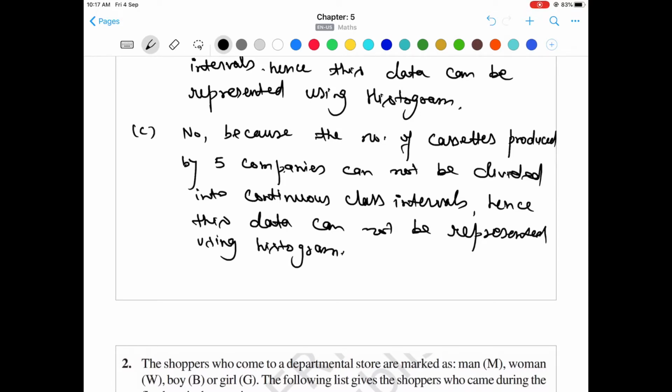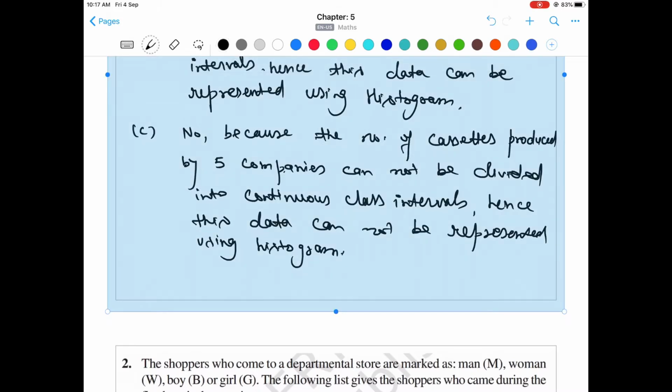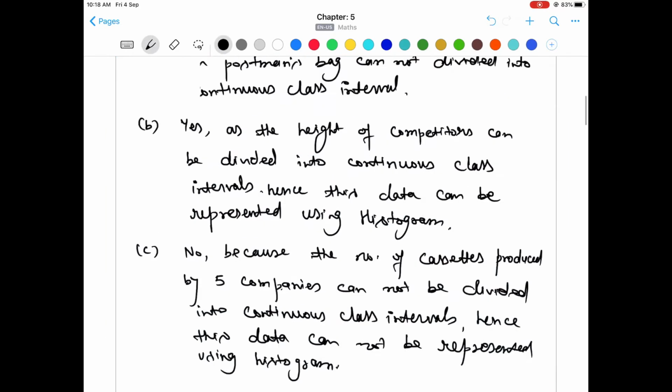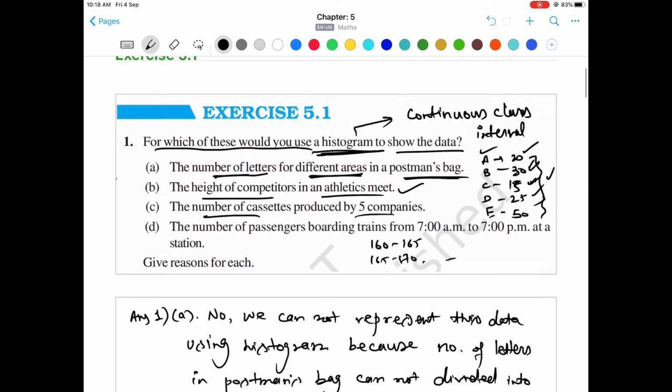Okay, so the answer of part C is no, because we cannot represent this data using histogram. Now moving ahead to the next one, we have the number of passengers boarding train from 7 a.m. to 7 p.m. So that means we have a total 12-hour span.